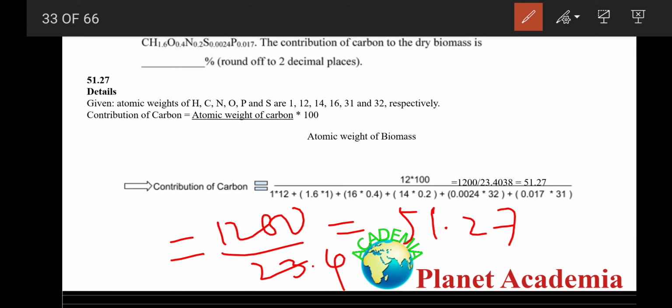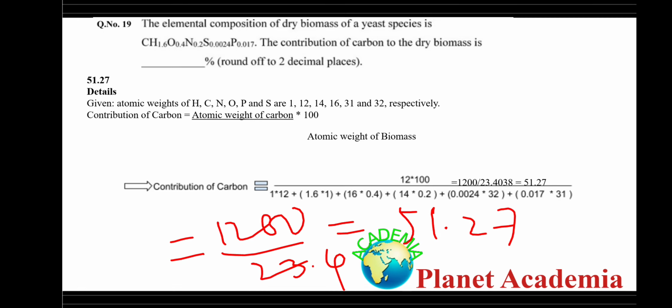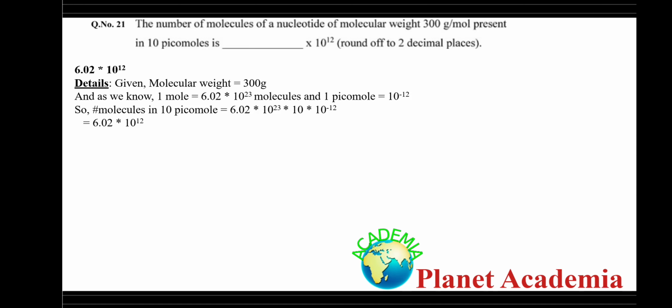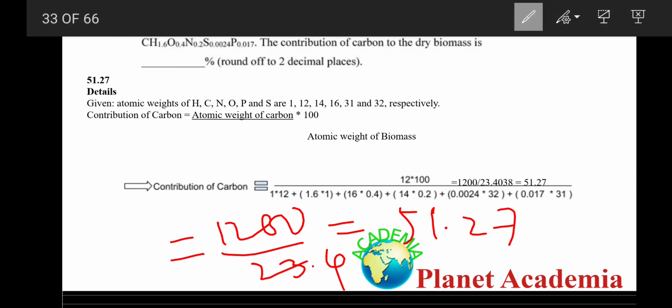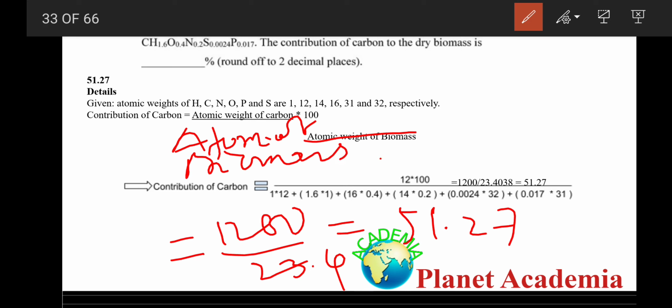So what do you need to do? Actually, this should not be here. There are mistakes. Atomic weight of biomass.